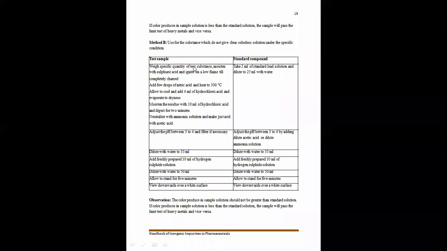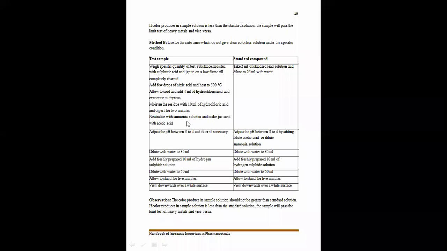So, we weigh a specific quantity of the substance, moisten it with sulfuric acid and ignite on a low flame till it is completely charred. Then we add a few drops of nitric acid and heat to 500 degrees centigrade. So after charring of this compound, we add nitric acid and heat it up to 500 degrees centigrade. Allow to cool, add 4 ml of hydrochloric acid and evaporate to dryness. Moisten the residue with 10 ml of hydrochloric acid and digest for a few minutes.